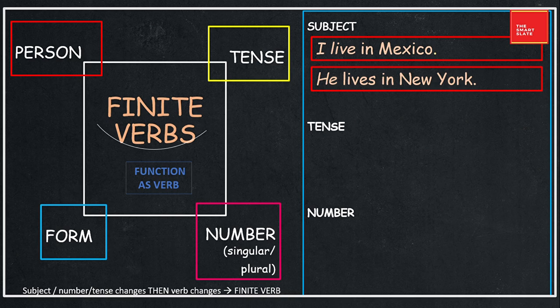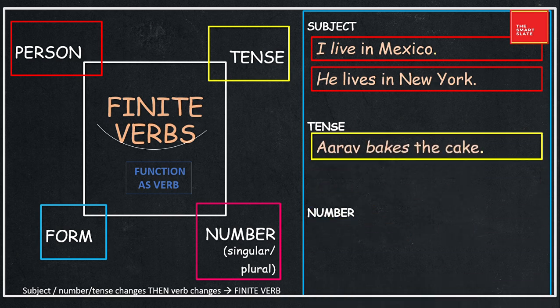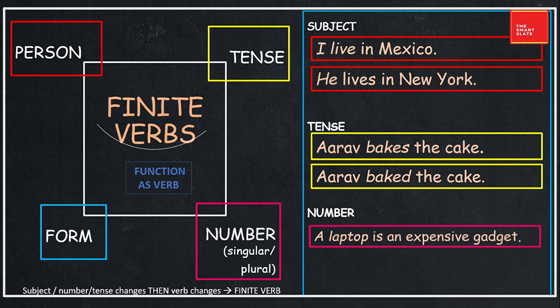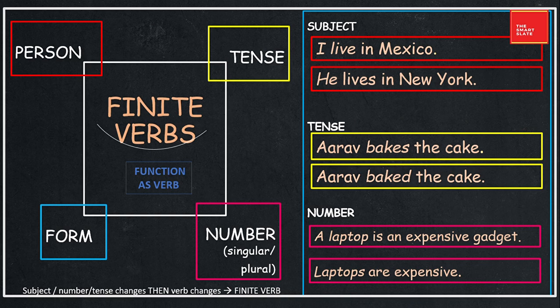Tense and number are also there. We'll understand tense first. Arav bakes the cake. Arav baked the cake. So here, in case of changing the time, bakes and baked, the verb got changed. A laptop is an expensive gadget, and laptops are expensive gadgets. Change in the number: a laptop, many laptops. So the verb got changed from is to are. So these verbs have limited usage. So these are known as finite verbs, like live changed to lives, bakes, baked, and in case of number, is and are.